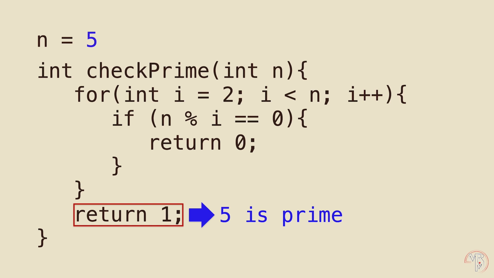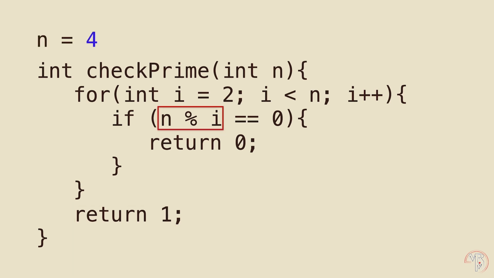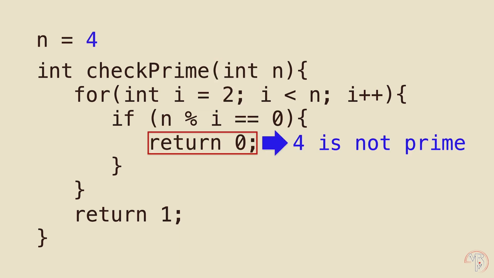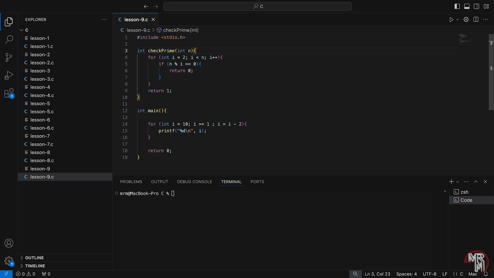Now what if n is, say, 4? In this case, since the remainder of 4 over 2 is 0, the function returns 0, which means that 4 is not a prime number, and the loop does not continue since, as some of you might remember, return statements terminate the entire function.